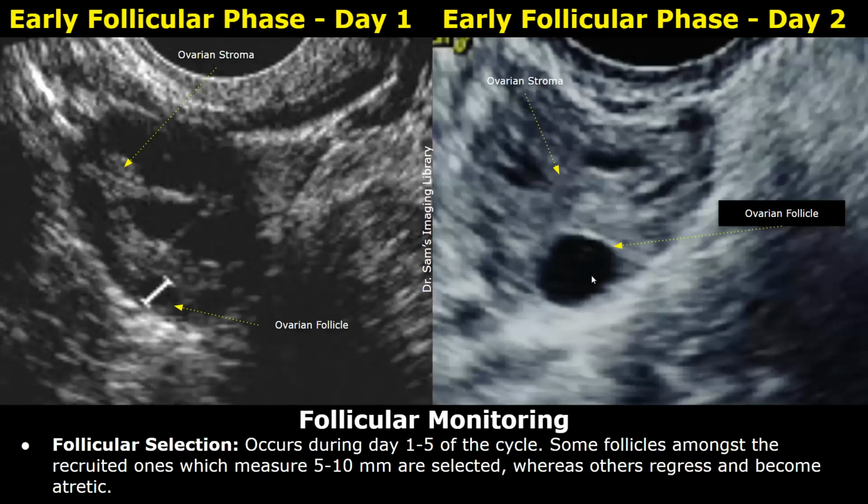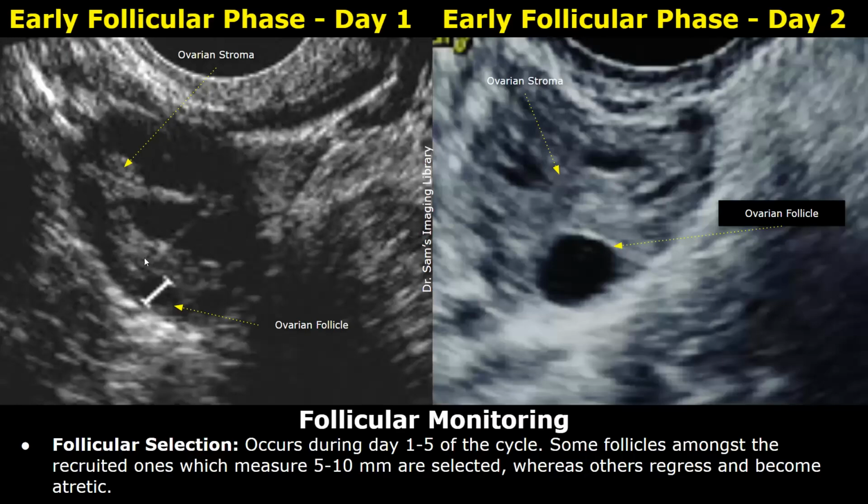This image is obtained at day 1 of the menstrual cycle, and this image is obtained at day 2 of the cycle. These images are not from the same patient. These are two different cases. I am just showing you how ovaries usually appear during this phase. Days 1 and 2 are the early follicular phase.